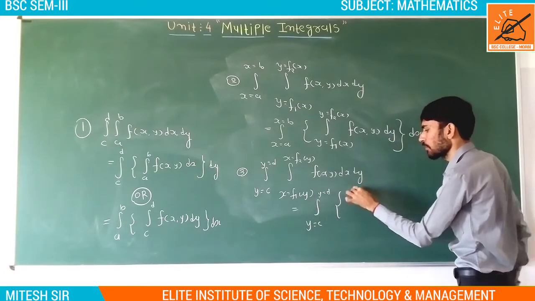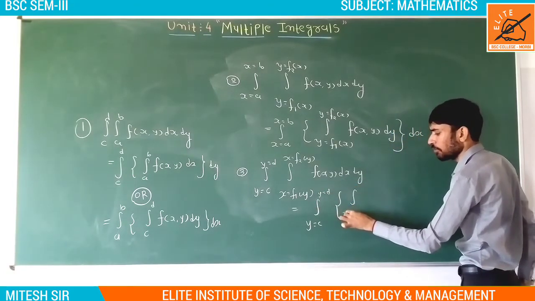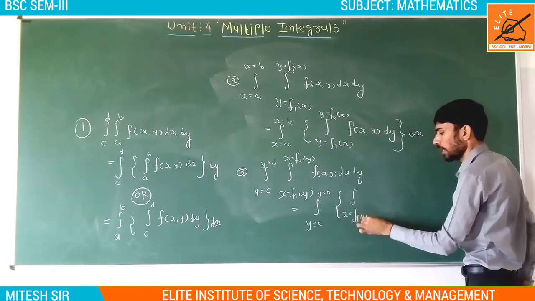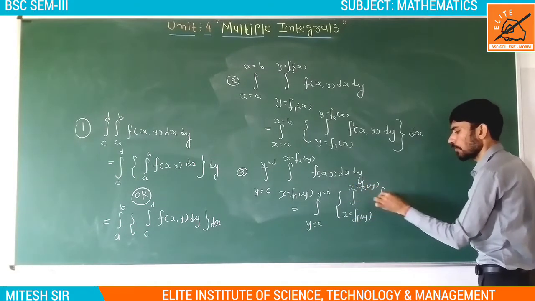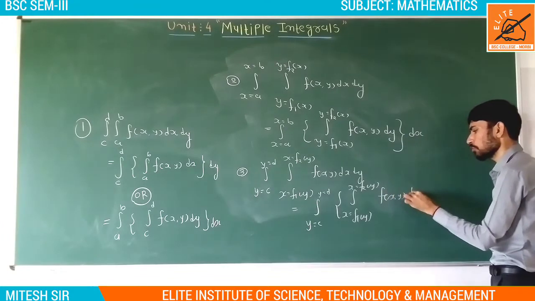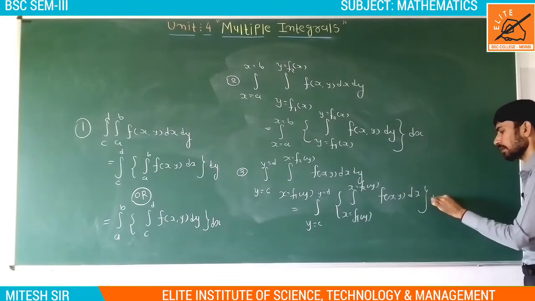First of all, integration with respect to x. So write down the limit x is equal to f1(y) to x is equal to f2(y), function of f of x y dx dy.